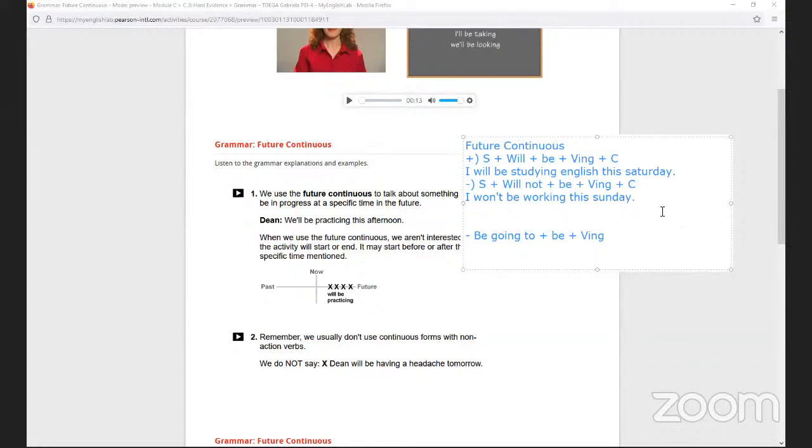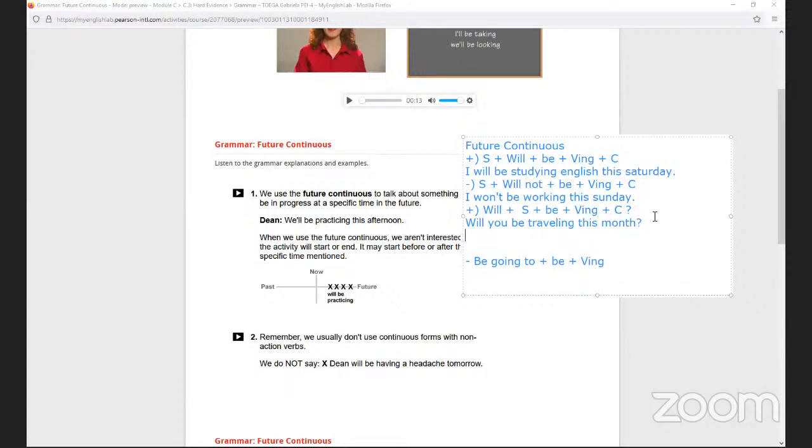And the same here, we could make questions, okay, with this, but always we have to use at the beginning our first auxiliary. Our first auxiliary is will, not be ing. So I can make some question. Maybe will you be, for example, traveling this month? And of course, we could answer with the yes, no questions, right? Yes, I will with the first auxiliary, or maybe no, I won't, right? So this is with will.